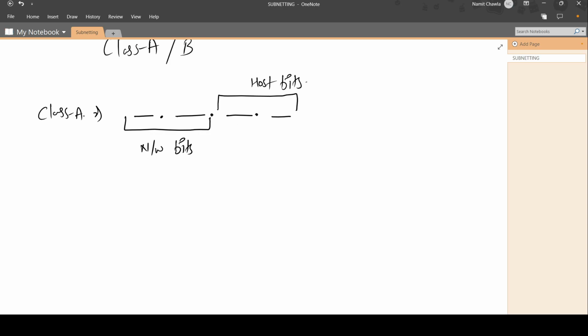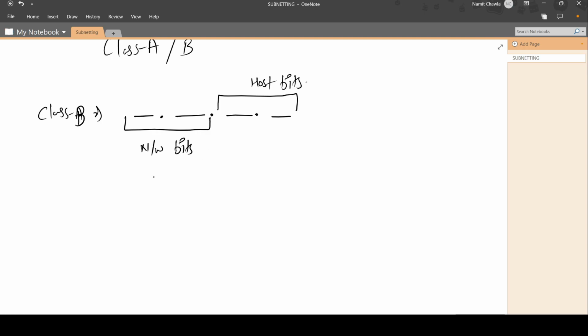No, it will be class B. Thank you so much, Rohit, thanks for pointing it out. So it will be class B. Class B has two octets of network bits and two octets of host bits.